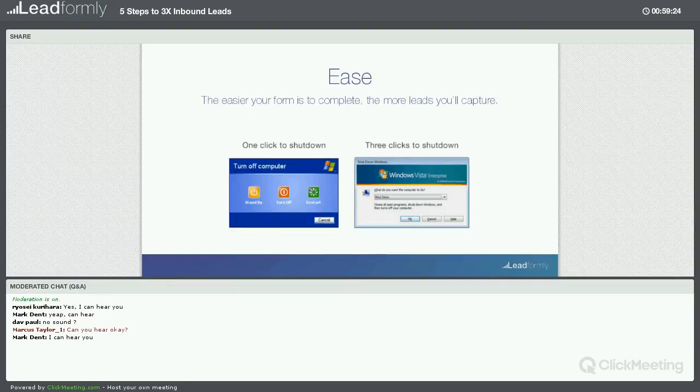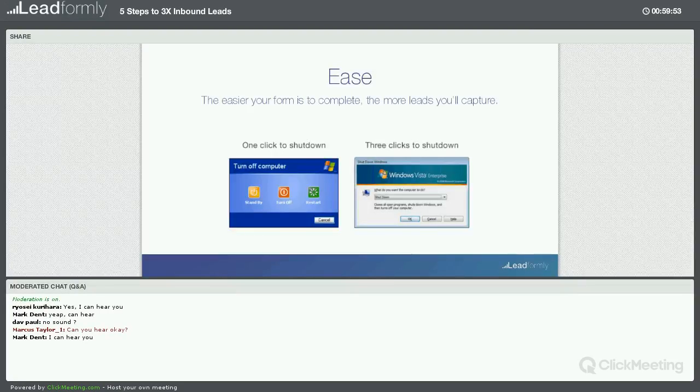Ease of use. As a general rule of thumb, the easier your forms are to use, the more leads you're going to capture. Favorite example of this is Microsoft. When Microsoft changed from XP to Vista, they changed the shutdown prompt from the one you can see on the left, where you just need to click once, to the one on the right, where it actually takes 3 clicks to shut your computer down, because you have to click the drop down and then select shutdown and then click OK.